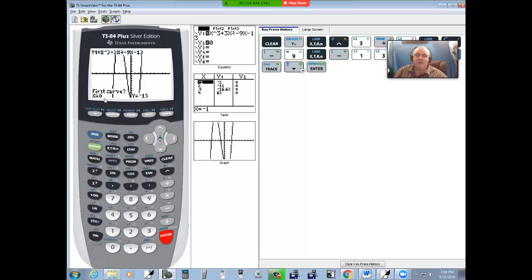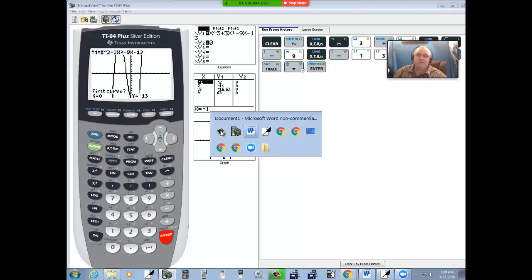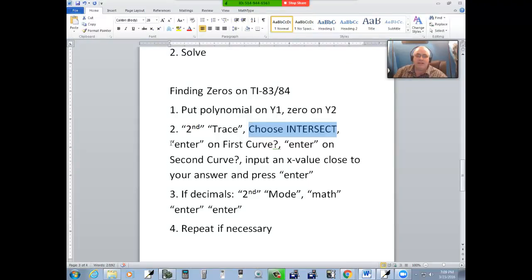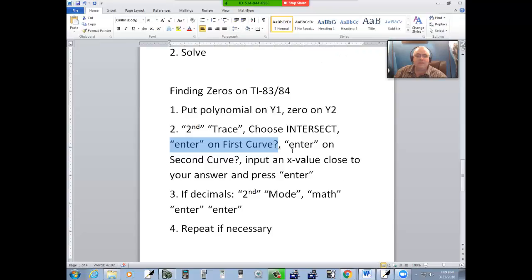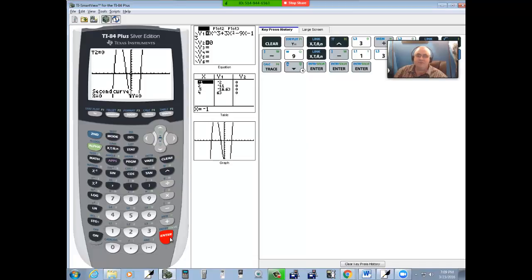Now it'll come up in the lower left-hand corner and ask us for first curve. And it says question mark. That's why I put a question mark on these. We're going to do enter on first curve. So there's nothing fancy you have to do. Just simply press enter. And then it'll come up and ask us for second curve. And we simply do an enter on that. So we do enter on second curve.